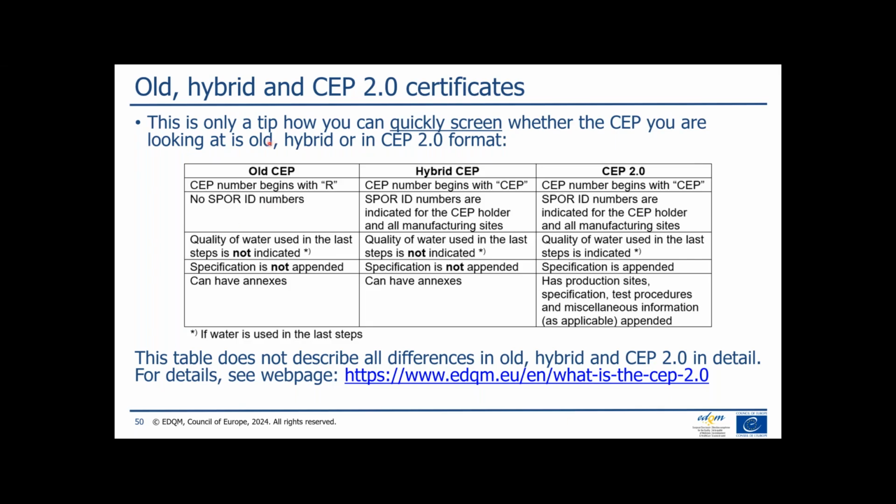For example, there is a SEP number which starts with R for old SEPs, and old SEPs also don't have the spore identification numbers, which are present in hybrid and SEP 2.0. Quality of water used in the last steps is indicated in SEP 2.0, if water is, of course, used in the last steps, which is not the case for old and hybrid SEP. And specification of the final substance is annexed to SEP 2.0, which is not the case for the other two types of the SEP certificate.